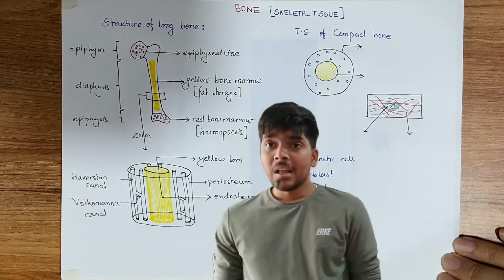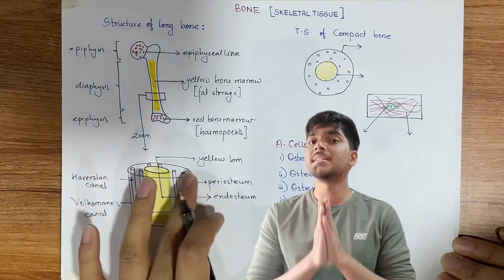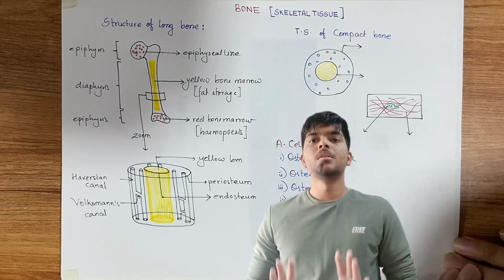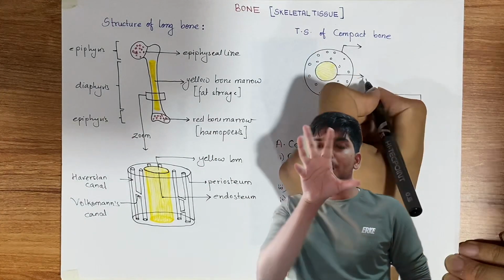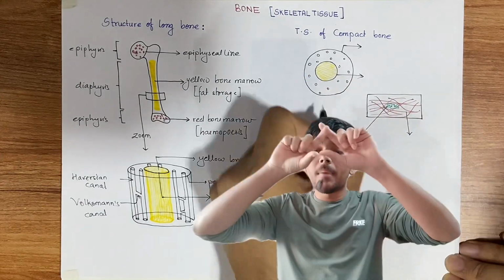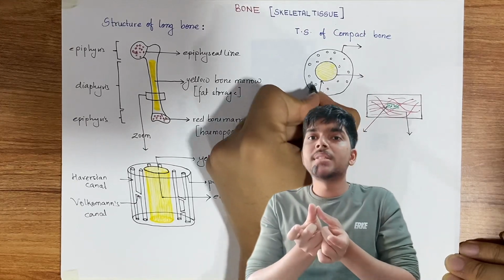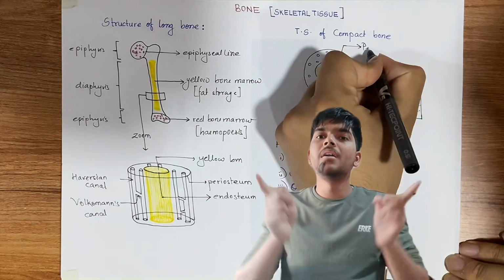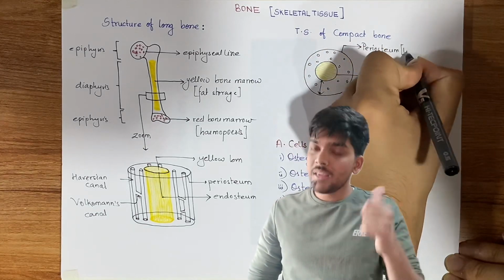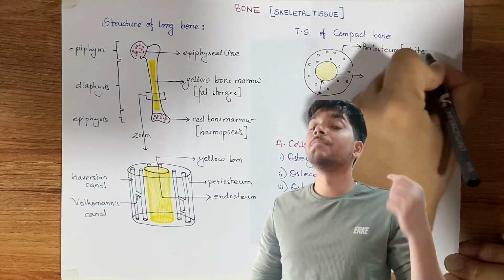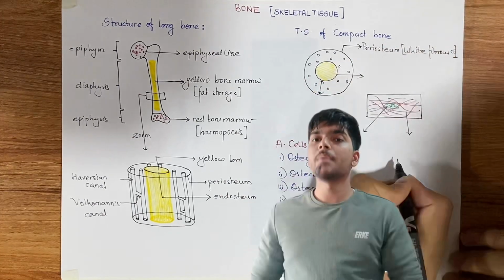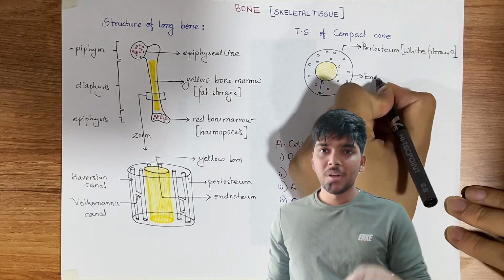Okay, now let's look at the transverse section of diaphysis. It looks something like this. So there's your yellow bone marrow in the middle, surrounded by the compact bone, which is covered by periosteum from outside, made up of white fibrous connective tissue, which I have already mentioned previously, because periosteum provides the function of protection, and is covered by endoosteum from inside, which is made up of reticular connective tissue.